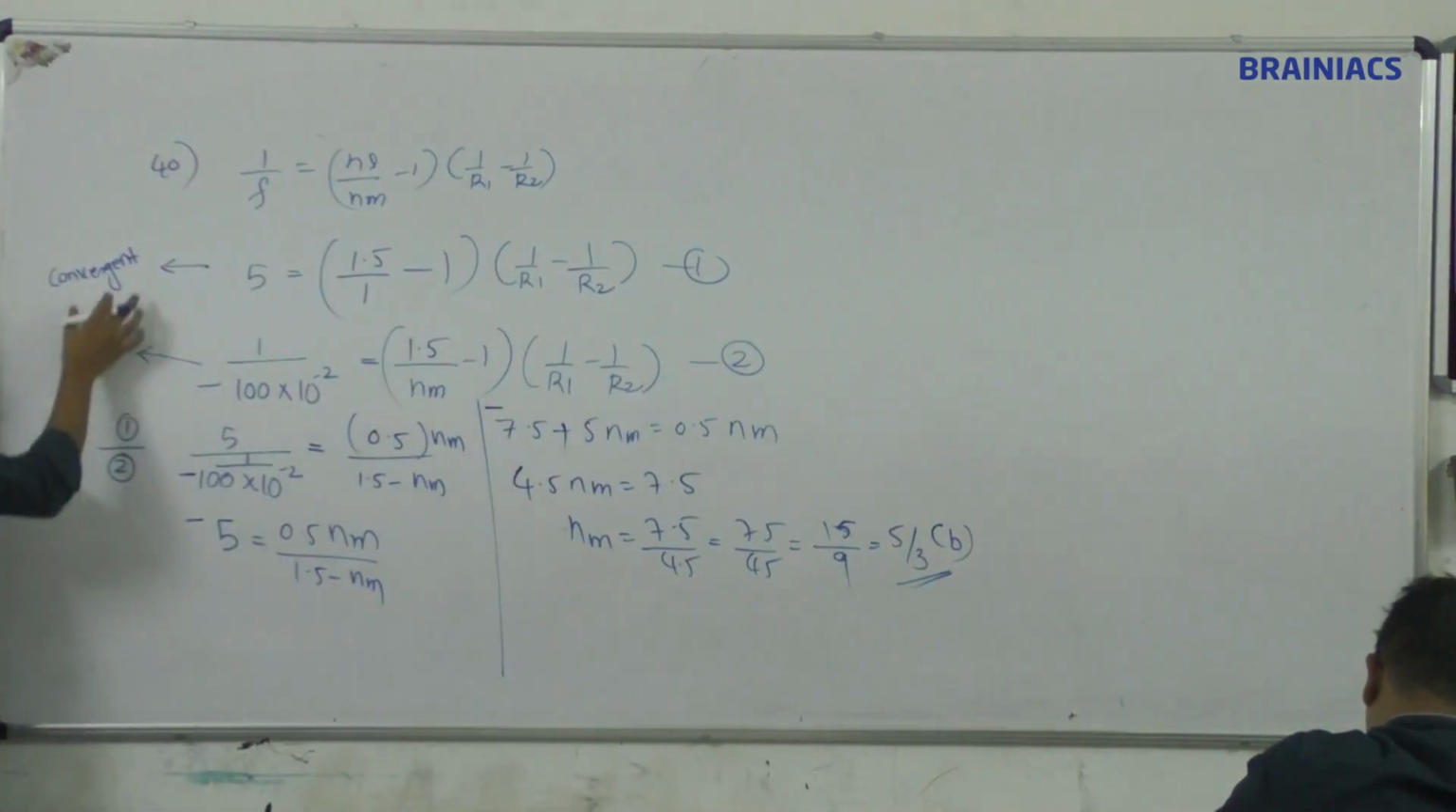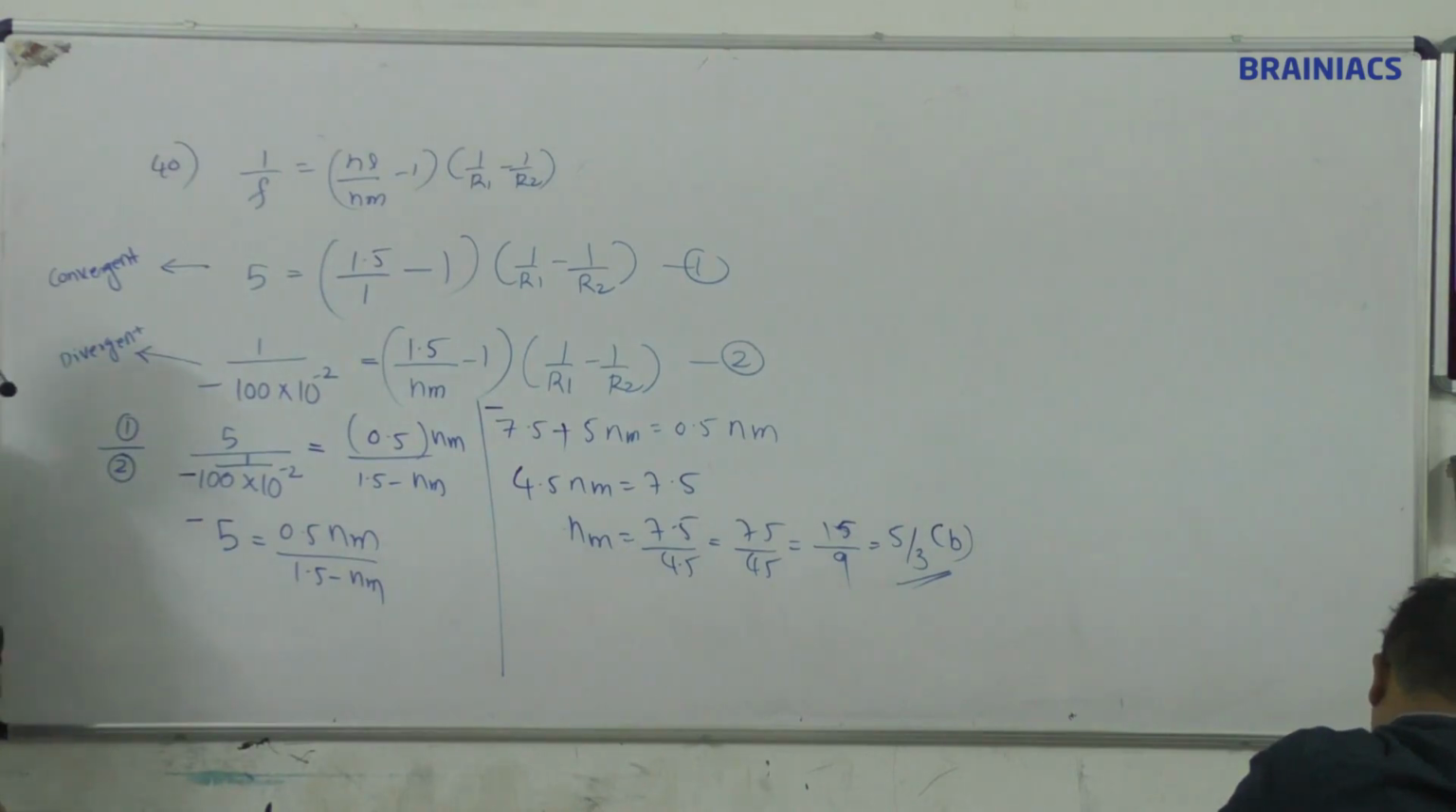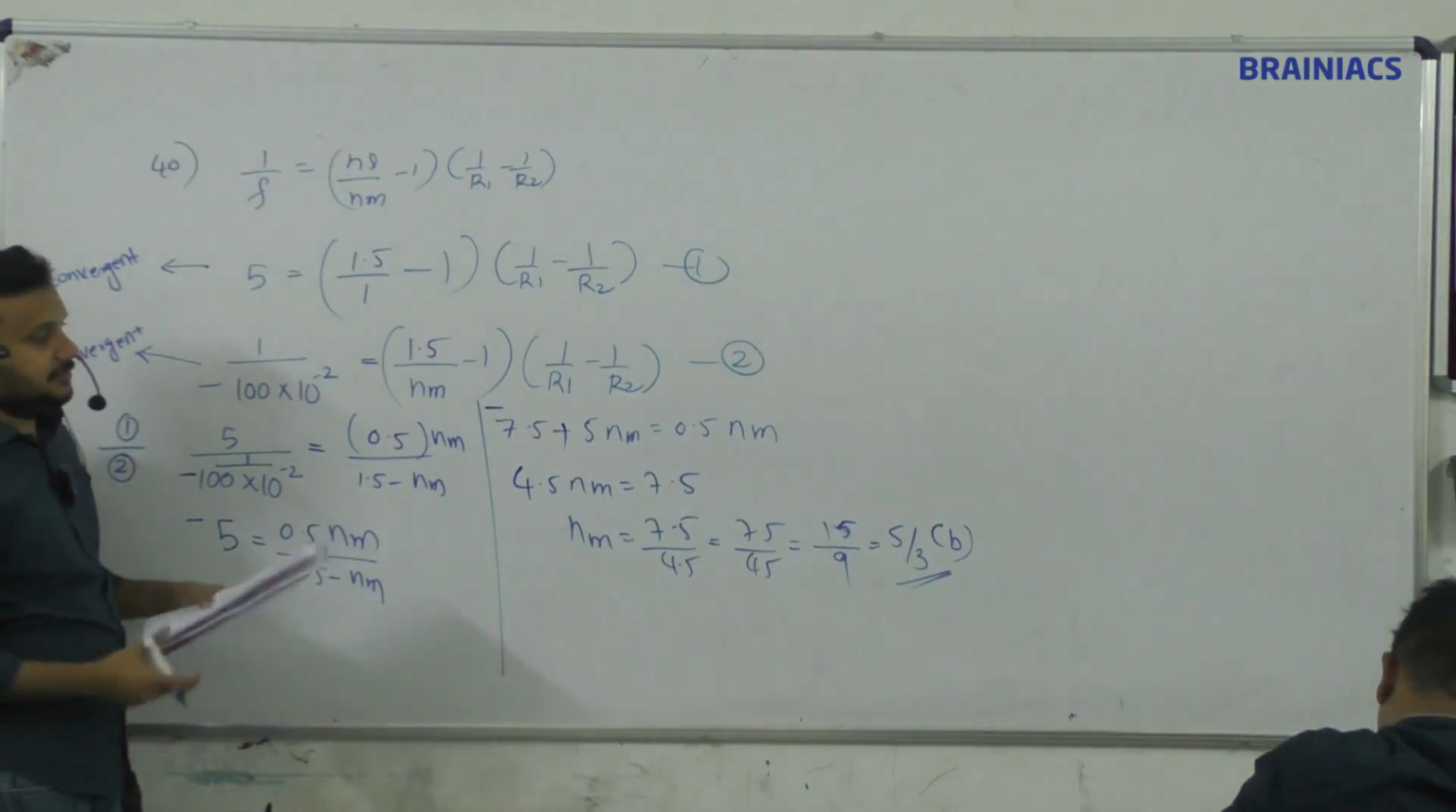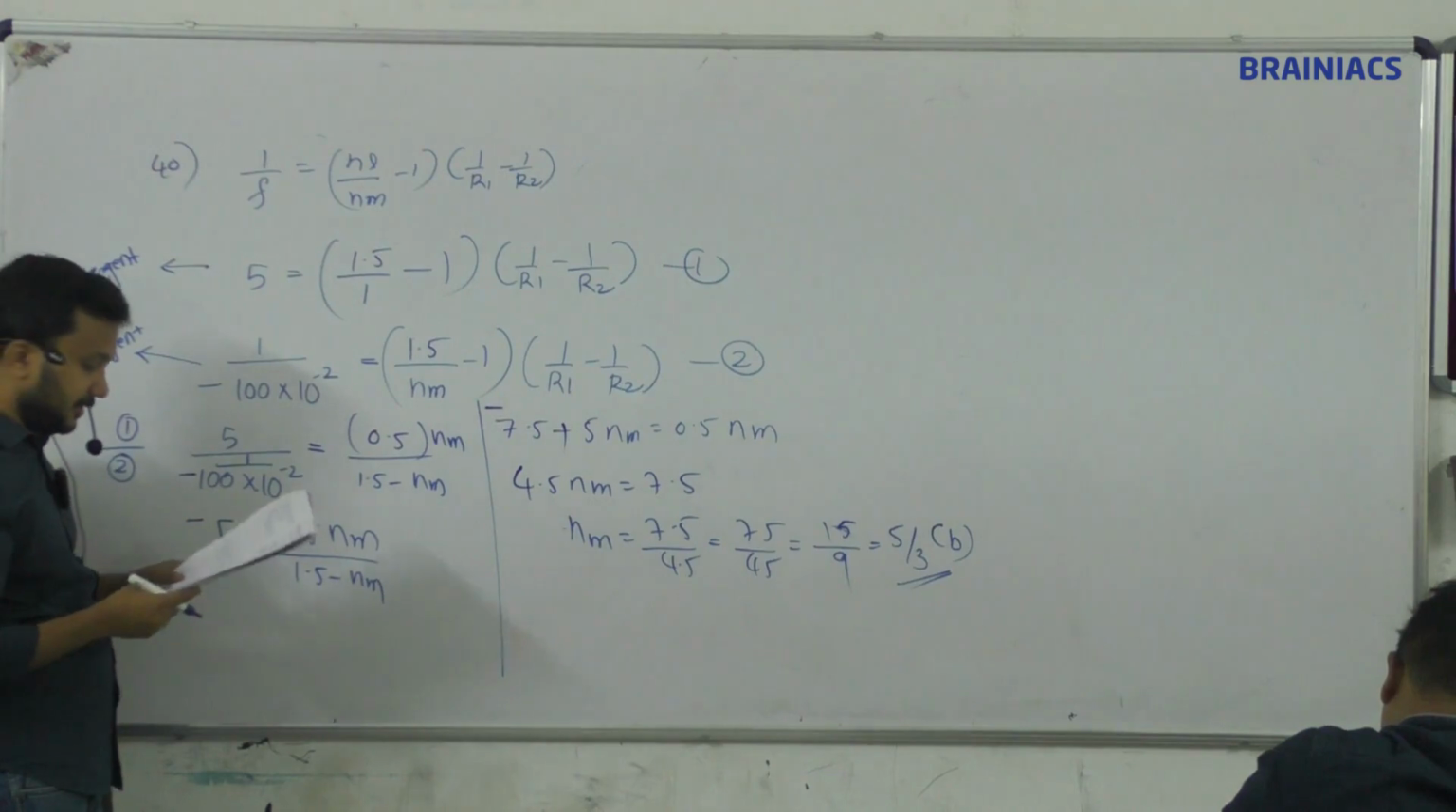Divergent lens, convergent lens, minus. So 7.5 divided by 4.5, 75 by 45, 15 by 3, 5 by 3.